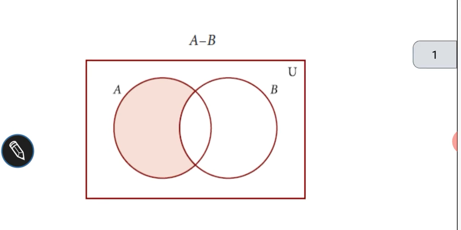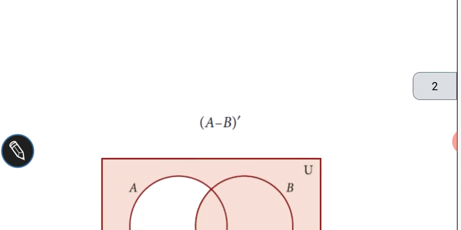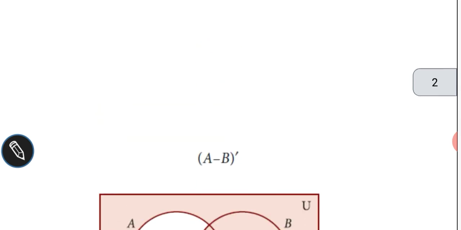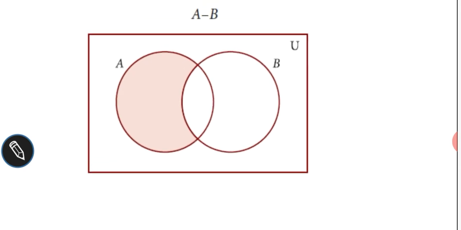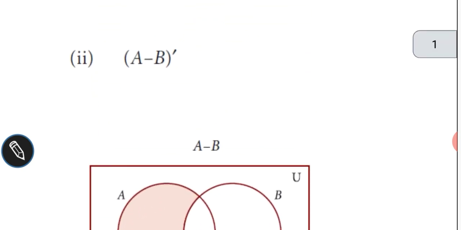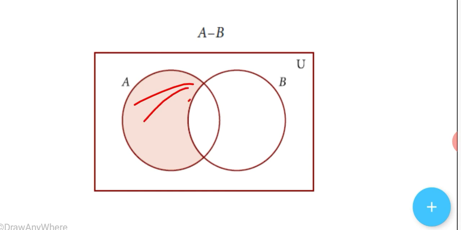But we have to find A minus B the whole bar. To find it, we have to unshade the shaded region which was done in A minus B. Remember, to find A minus B the whole dash, we have to find A minus B first. How to find A minus B? A minus B means A only. We should not include the common region of A and B. So A only means this region.